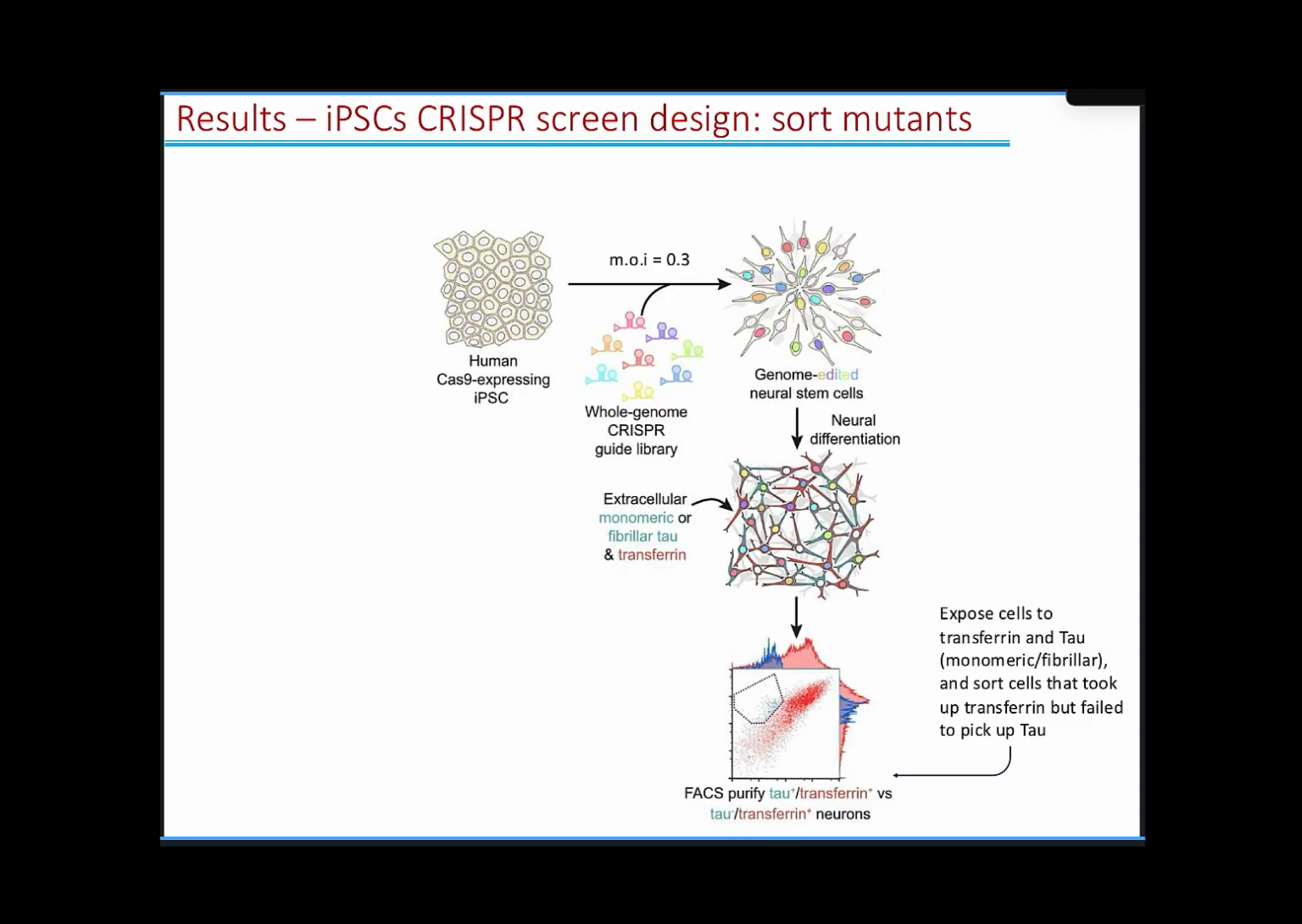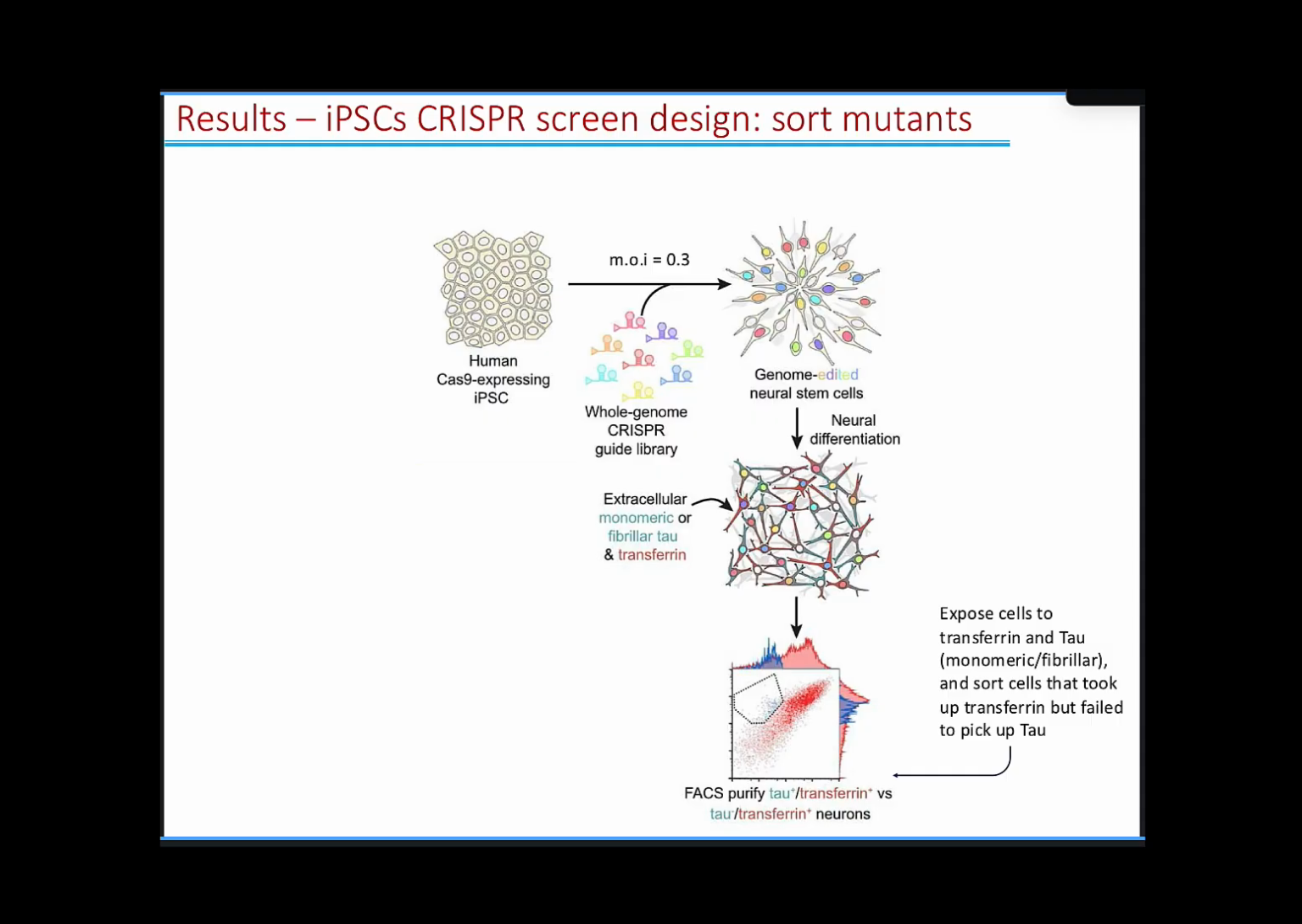Transferrin is a molecule that is normally endocytosed by cells, and they wanted to use it as a positive control because if a cell starts failing to take up tau, one of the concerns may be that this cell, which has a given mutation somewhere in its genome, cannot take up anything, not just tau.